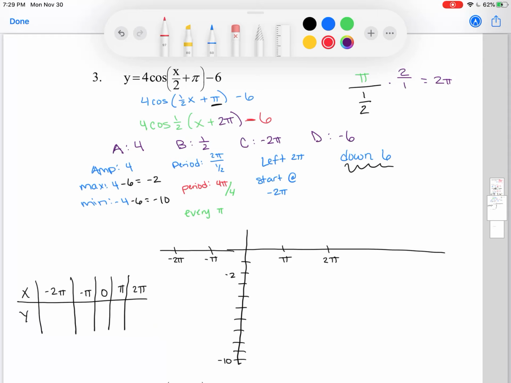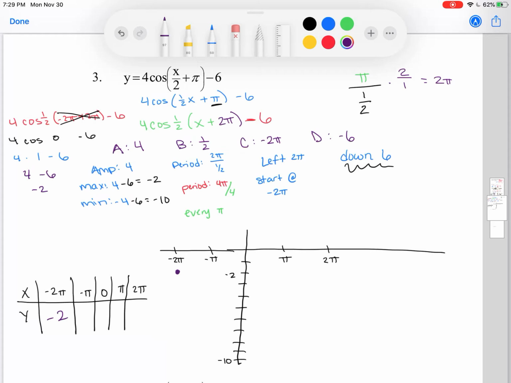Negative 2 pi, if I plugged that in, cosine of 1/2, negative 2 pi plus 2 pi minus 6. This gives me a 0. Well, 0 times 1/2 gives me 0. Cosine at 0 is 1. Don't forget, we're still multiplying by 4 and subtracting 6. Remember your order of operations. Do your multiplication first. 4 times 1 is 4. Minus 6 is -2. So at -2 pi, I want to be at -2.